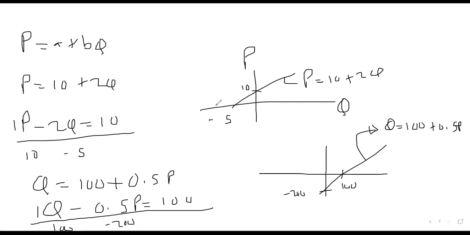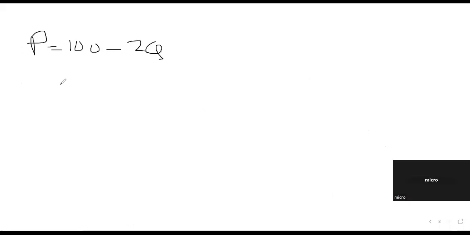So how do we now plot? If you're given two equations, suppose the demand function was given by 100 minus 2Q, and the supply function was given by 10 plus 3Q. So to start with, how do we plot these curves?